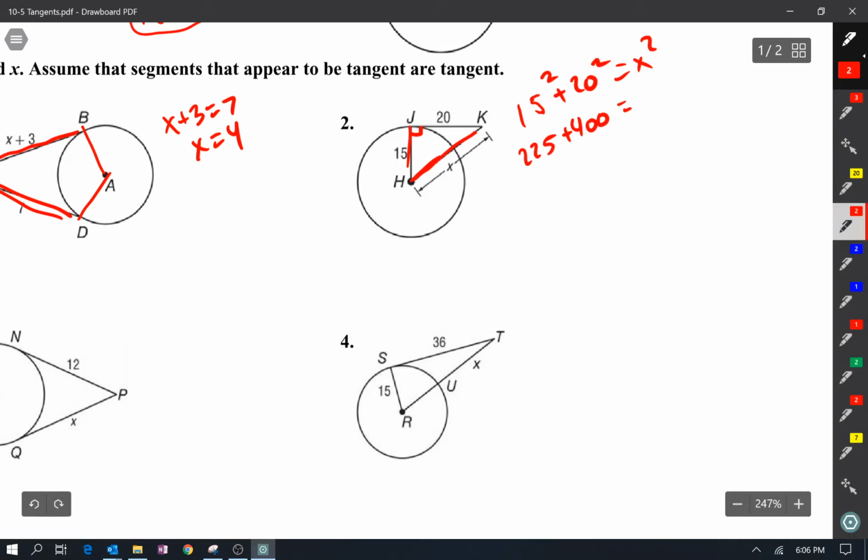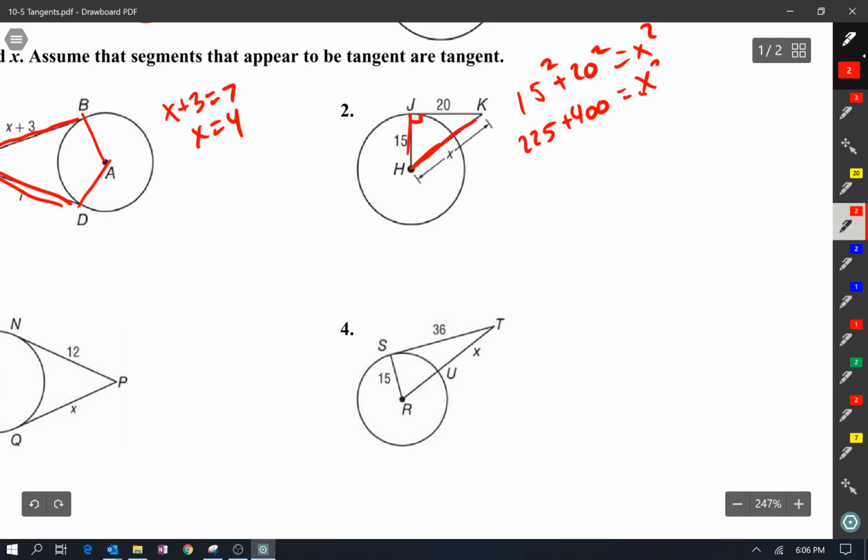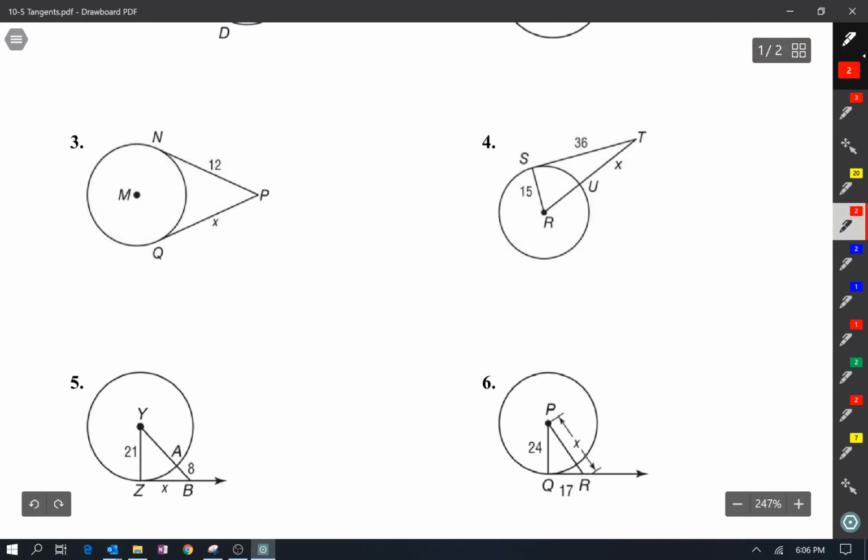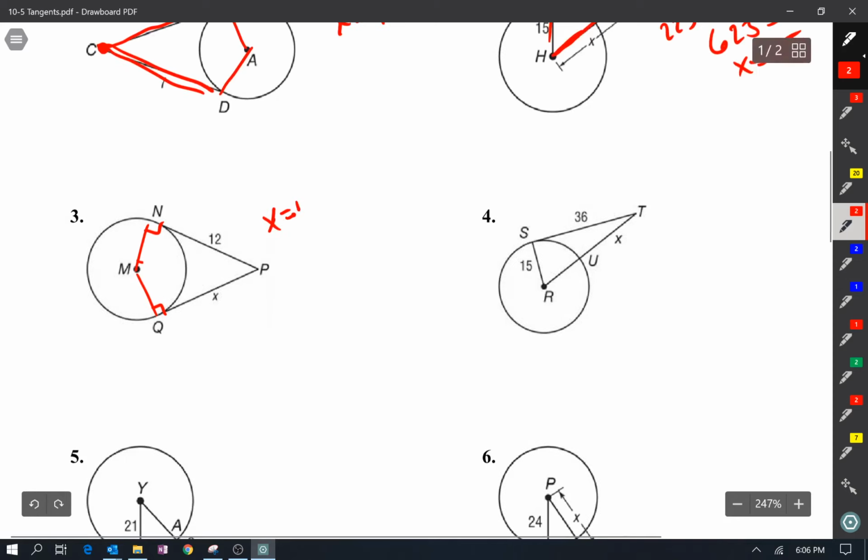400, right? So this will be x squared, right? So 625 is x squared. So x is 25. If you do the square root of 625, it's 25. So x is 25. All right, next problem. Second problem. Ready? They're both tangent, right? They're both tangent, so they're both equal. So x is 12. Easy.